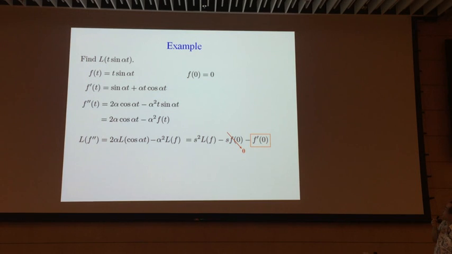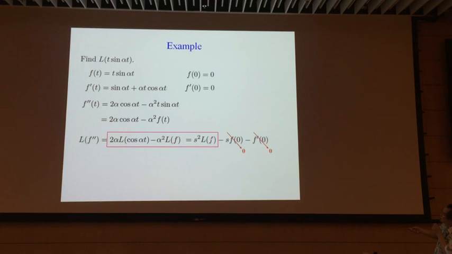What about f prime at 0? So we look at this second function here. f prime is sine alpha t plus alpha t times cosine alpha t. So you plug in 0 for t: sine 0 is 0, and there's a t in the second term, so that is also 0. So this also goes to 0. Now we are looking at the equation.